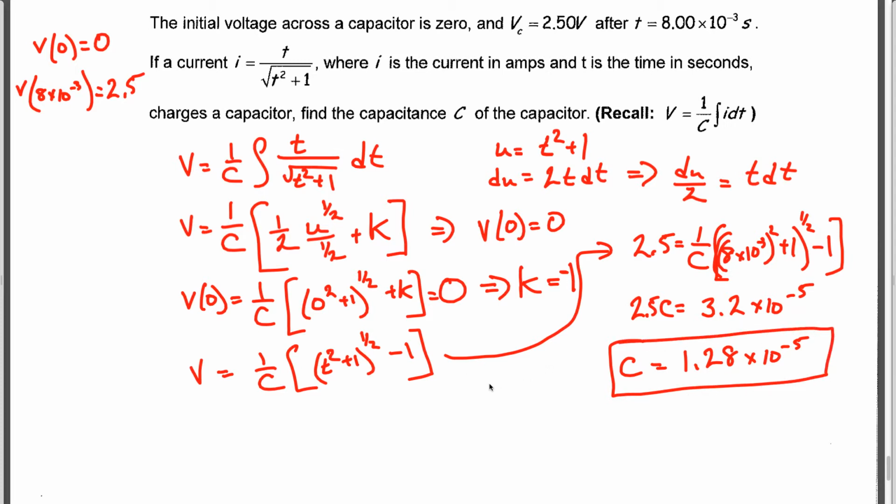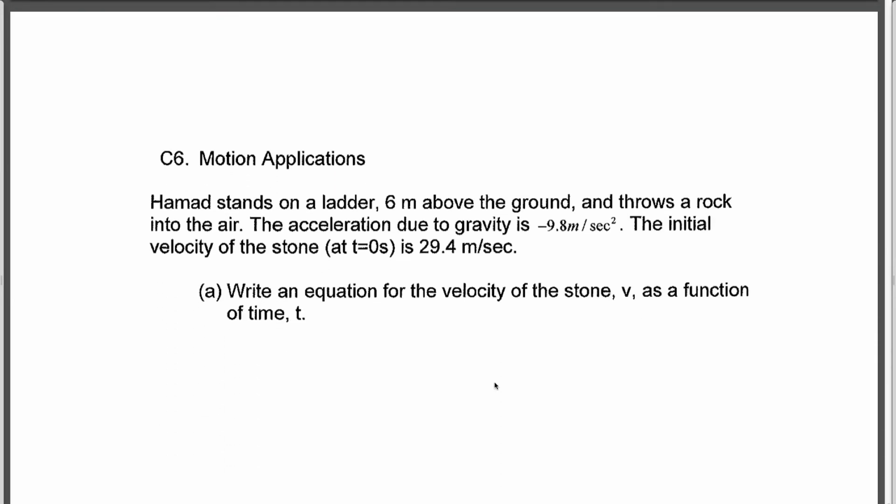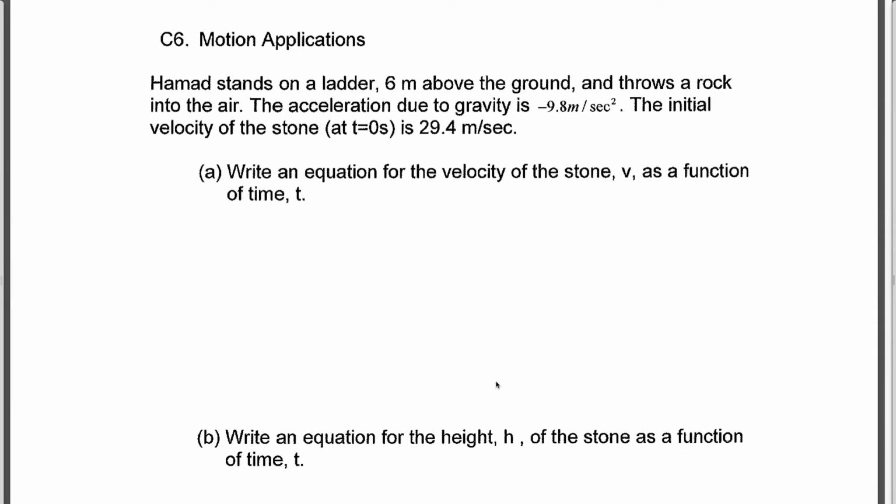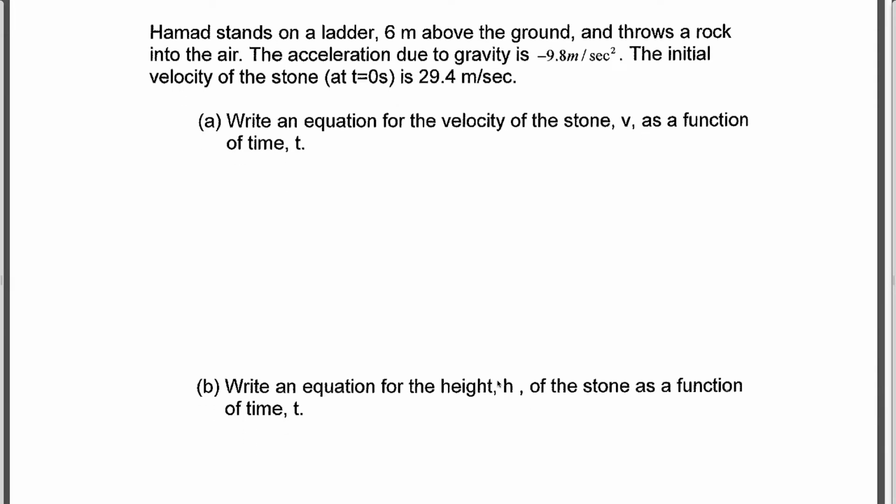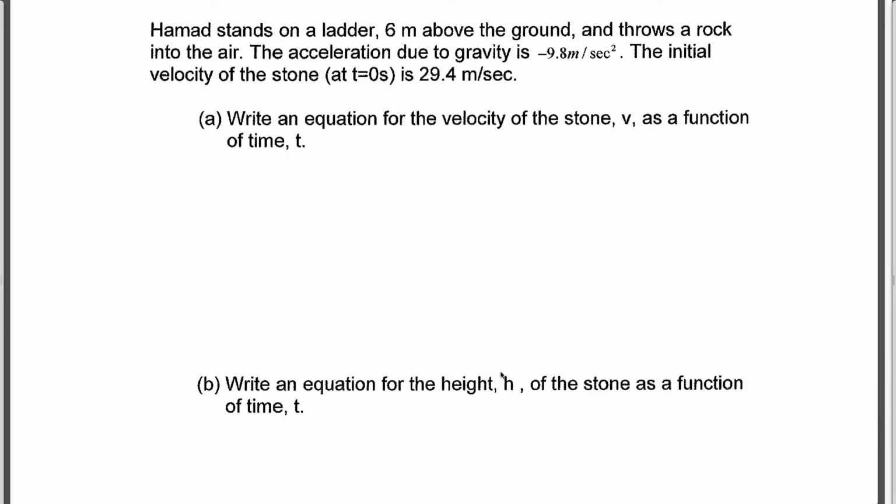And the last example then, C6, where we have 3 parts in this motion application, and each part we're asked really to find a function. So we know that Hammond stands on a ladder 6 meters above the ground. So that first line tells me that at time equals 0, the position, or in this case the height, is equal to 6 meters. And he throws a rock into the air. The acceleration due to gravity is this. So acceleration equals negative 9.8 meters per second squared, as we expect.